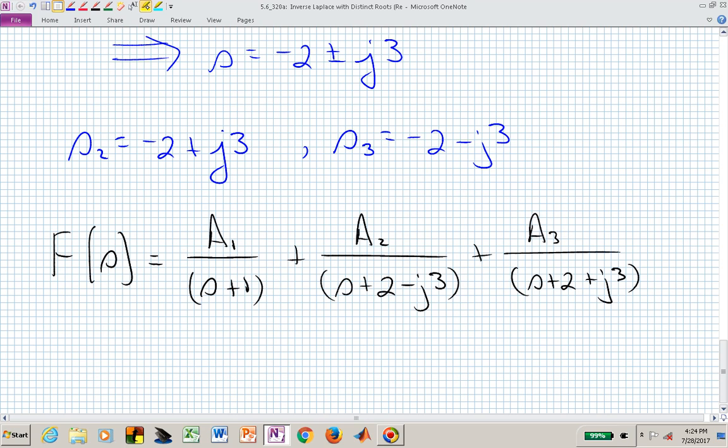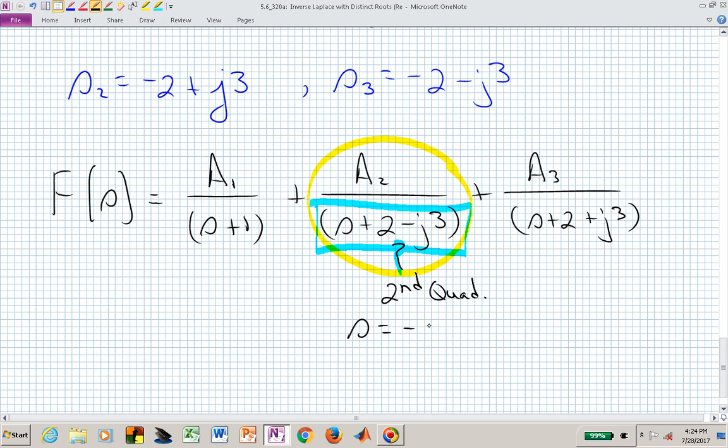And it's very important that this particular term, the A sub 2, the partial fraction expansion coefficient, or that residue A sub 2, is associated with this factor, and this factor is actually in the second quadrant. The value of s that causes that factor to vanish is minus 2 plus j3, which is in the second quadrant. If you put s equal to minus 2 plus j3 into that expression, it will evaluate to 0.